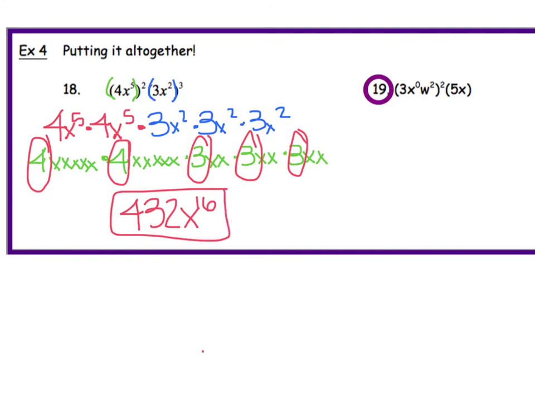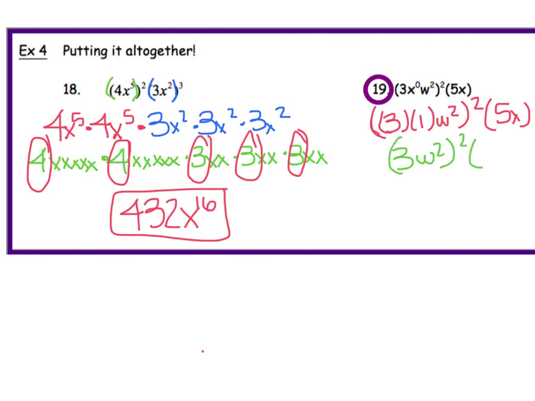Alright, notice 19 you get to try on your own, and I want to point something out. I see x to the 0 power. So remember, what does that turn into? 3 times 1w squared, right? Which is all being raised to the 2nd power times 5x. Okay, so technically 3 times 1, though, you know, is 3w squared raised to the 2nd power times 5 times x. So go ahead and finish that one out. Make sure you pay attention. It's multiplication and exponent to exponent.